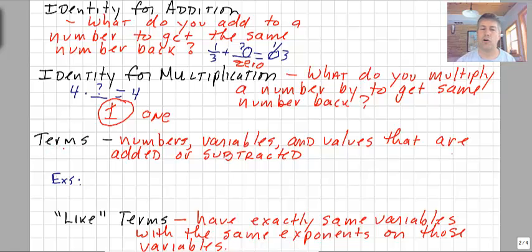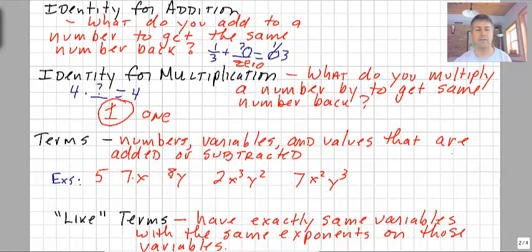More definitions. Terms. Terms are different than factors. Terms are numbers, variables, and values that are added and subtracted. Okay? So, terms are numbers like 5, 7x, 8y, 2x cubed y squared, 7x squared y cubed. Okay, these are all terms.